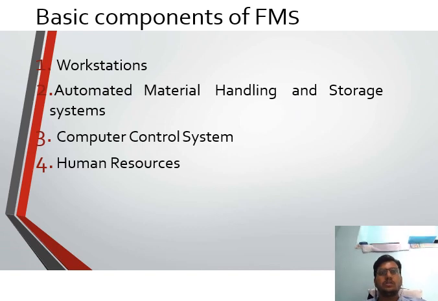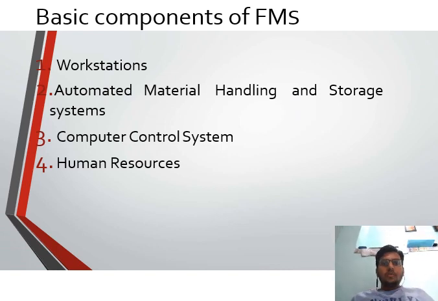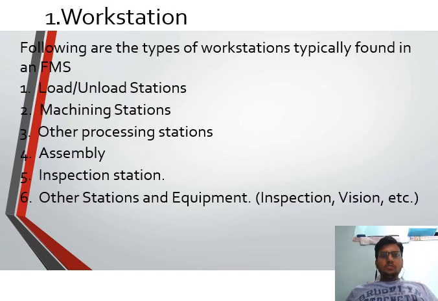Now we can discuss the major components of your FMS, flexible manufacturing system. The major components are workstations, automated material handling and storage system, computer control system, and fourth is human resources. First is workstation. There are different types of workstations being used in FMS, flexible manufacturing system.